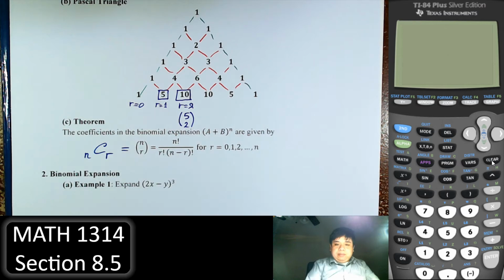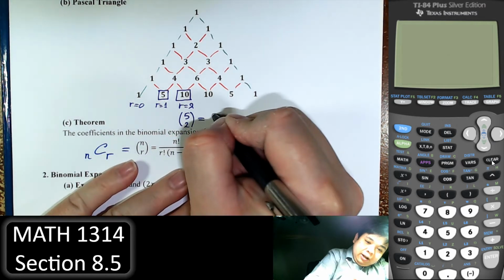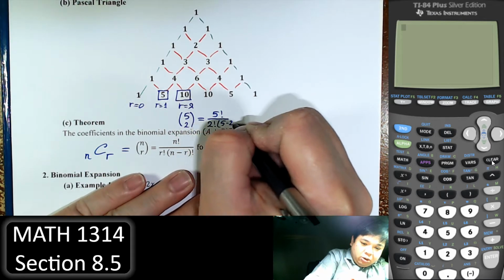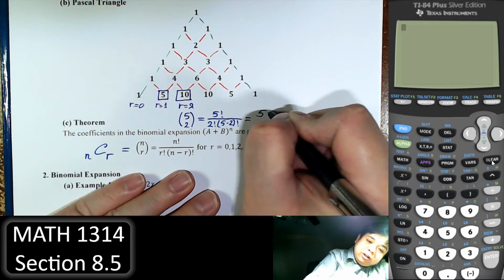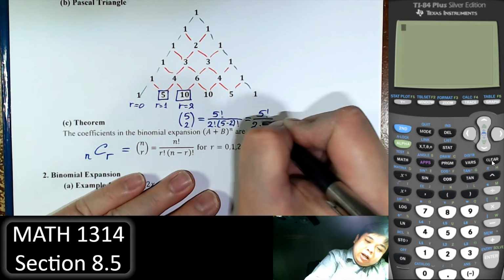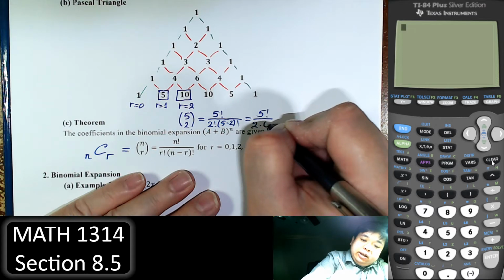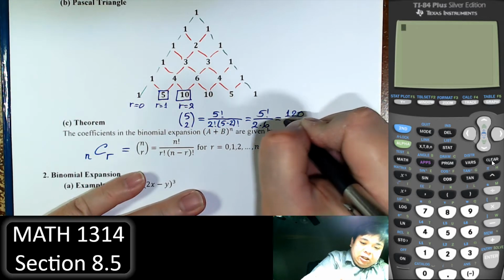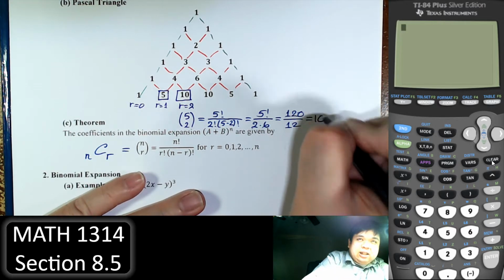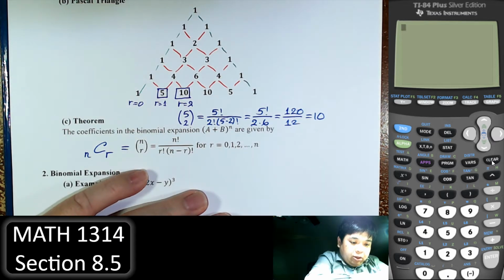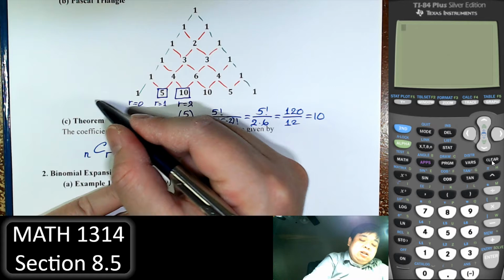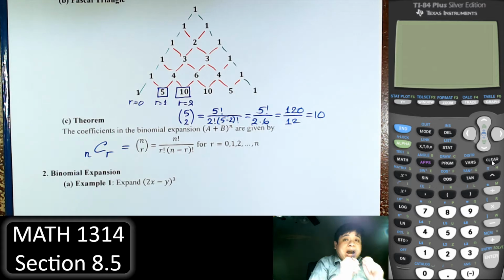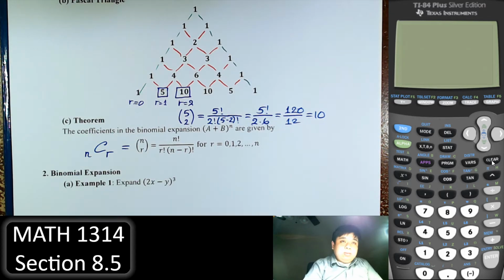The formula is this: 5 factorial over 2 factorial times (5 minus 2) factorial. So 5 factorial over 2 times 3 factorial, which is 6. 5 factorial is 120, divided by 12 is equal to 10. Right, so that's how it works. So again, n is the first number that is not equal to 1 on Pascal's triangle, and r is the term. But remember, we're counting from 0, not counting from 1.